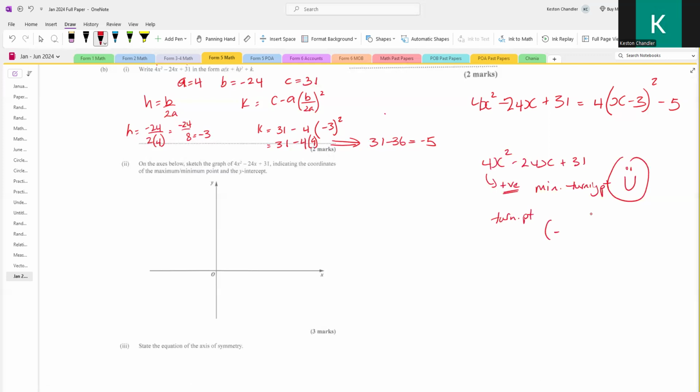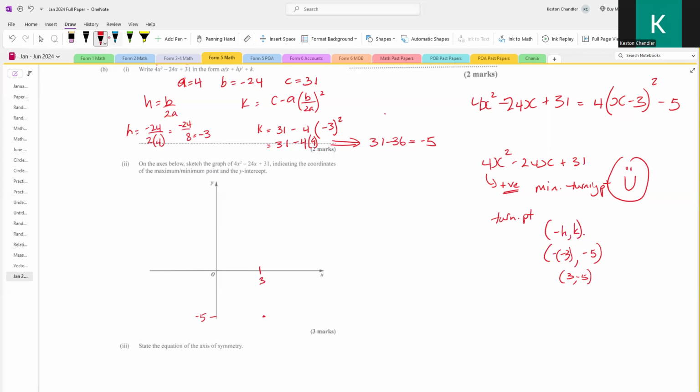The turning point is going to occur at negative h and k. So what is negative h? H is already negative 3. So negative, negative 3 will give positive 3. And what's k? Negative 5. So I put 3 somewhere here and negative 5 here. So this is where the curve is going to come down to and stop.